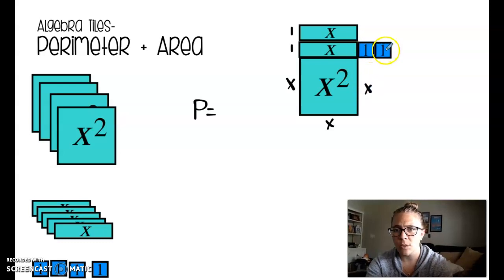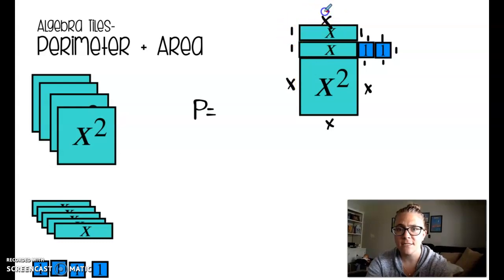Then I come up to my ones tiles, and I have a value of 1, a value of 1, the height of 1, 1, and 1. And then don't forget this one right here, which is also going to be a height of 1. And then I have this long length, which is an x. Okay, now that I've walked around the shape and labeled each side, I'm going to combine my like terms.